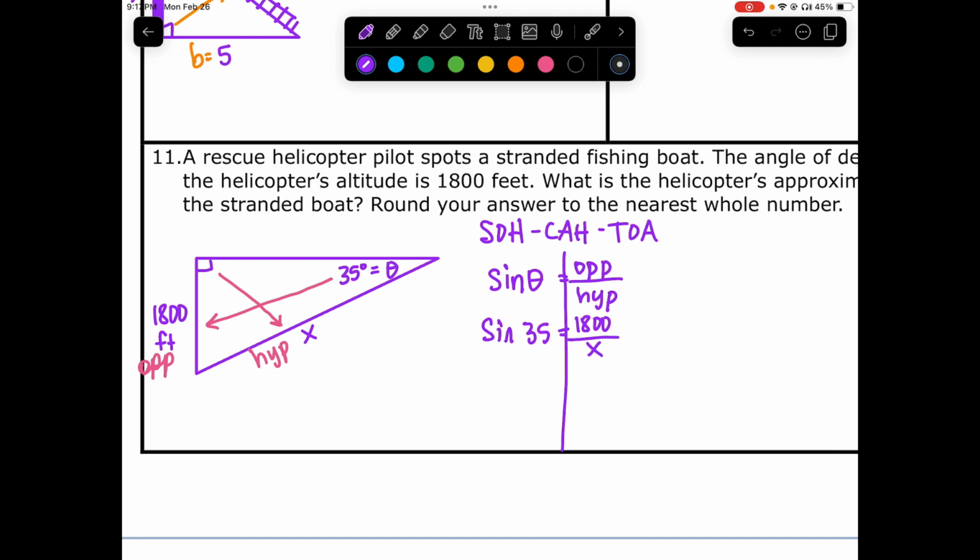All right, now we're solving for x. X is in the fraction, so we have to get x by itself. To do that, we need to multiply both sides by the denominator. Boom. So now we have x times sine 35 equals 1800. Still need to get x by itself, so we're going to have to divide both sides by sine 35. So x is going to equal, let's see.